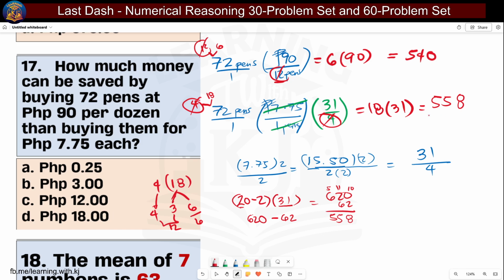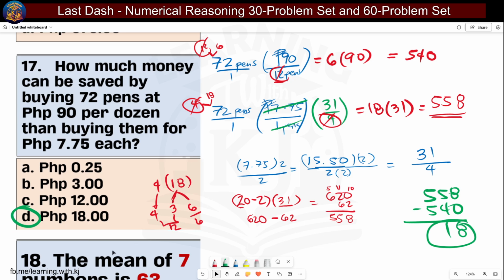Again, which is bigger? This one. Which is bigger, which is more expensive? This one. Therefore, we subtract. We have 558 minus 540. You save 8 pesos plus 10, that's 18 pesos. You save 18 pesos more. Number 18.